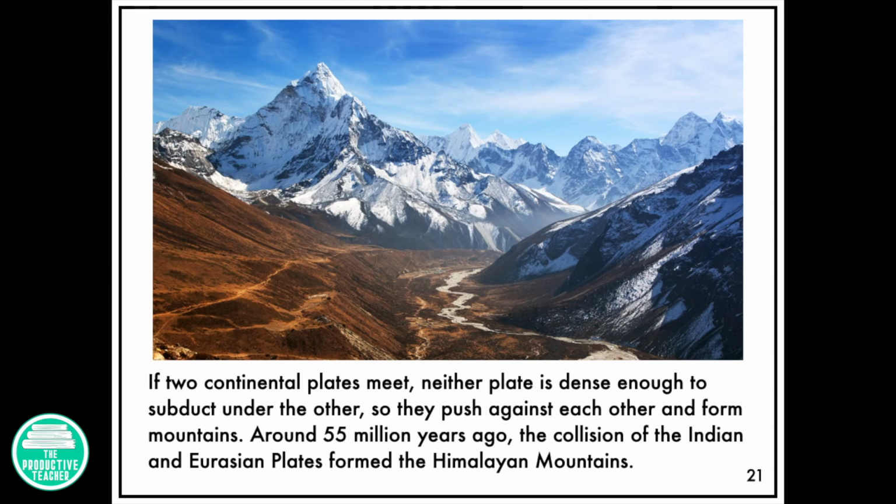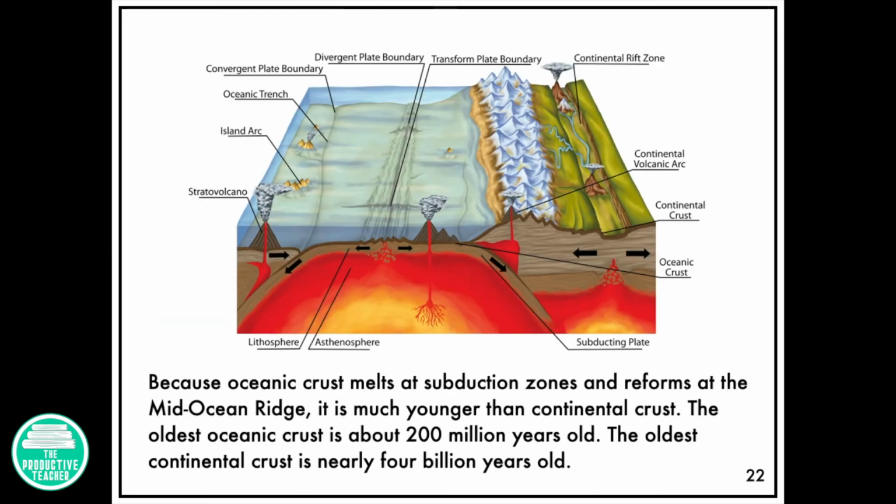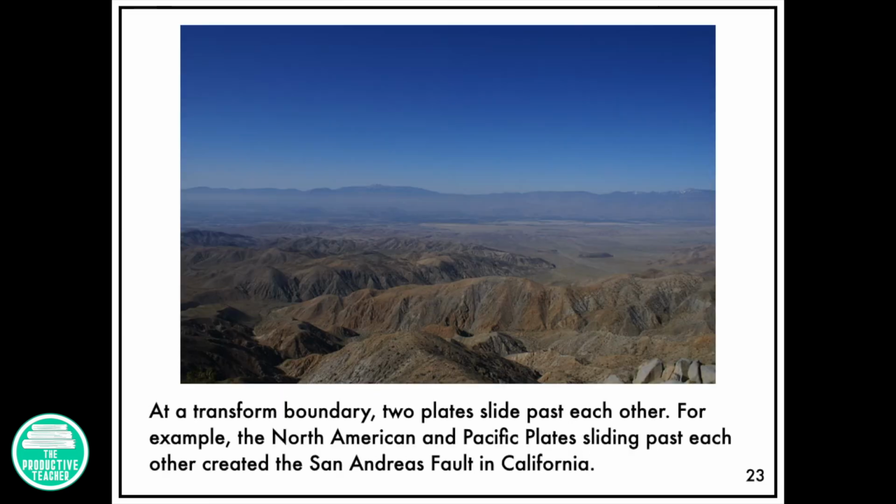If 2 continental plates meet, neither plate is dense enough to subduct under the other, so they push against each other and form mountains. Around 55 million years ago, the collision of the Indian and Eurasian plates formed the Himalayan mountains. Because oceanic crust melts at subduction zones and reforms at the mid-ocean ridge, it is much younger than the continental crust. The oldest oceanic crust is about 200 million years old. The oldest continental crust is nearly 4 billion years old.